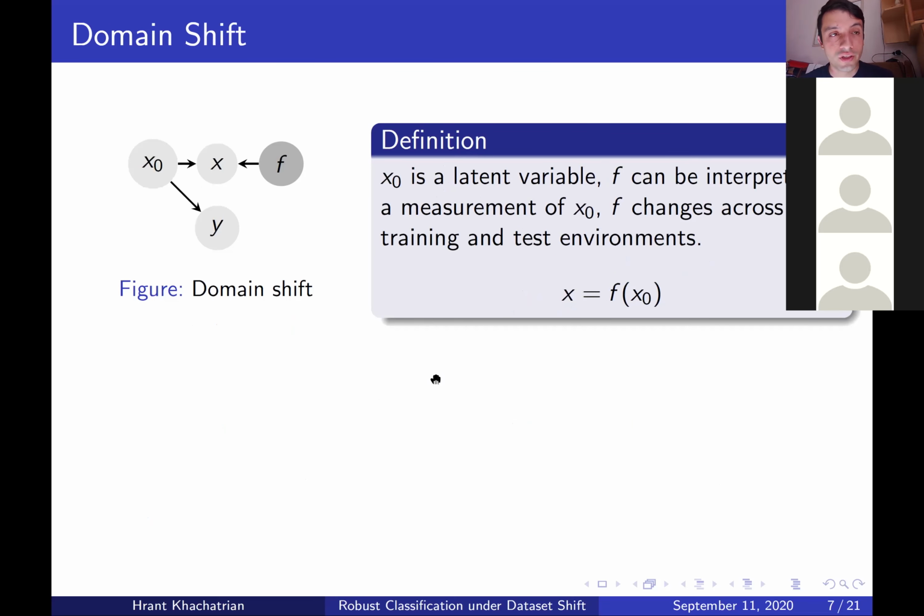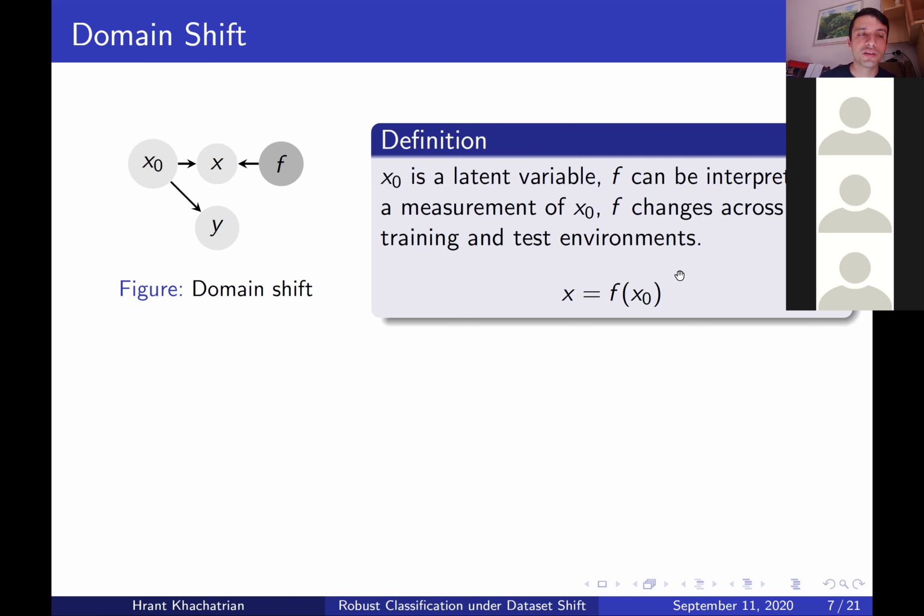Another type of dataset shift is called domain shift. This is probably quite popular. So here, let's look at the image first. We have X, which is our data accessible in the training set, and we have Y, which is the labels. But imagine that X actually depends on some underlying variable x0, which we do not have access to, and X depends not only on x0, but also on some function f, which acts on x0 and produces X. Here, equation number 5 says x equals f applied to x0.